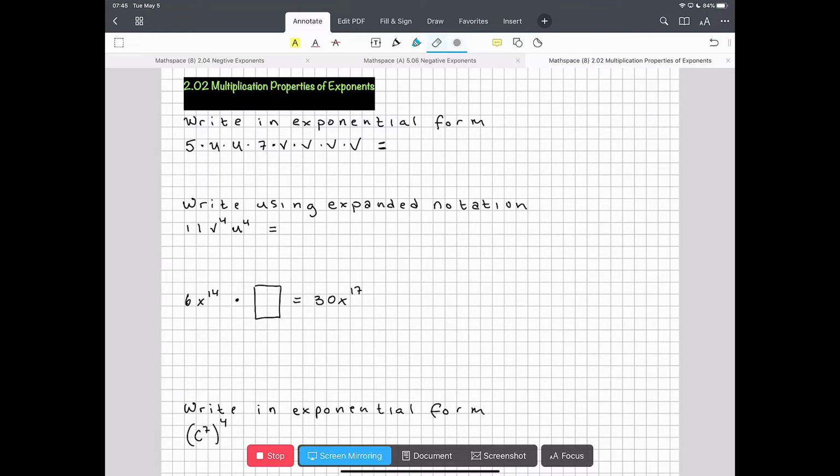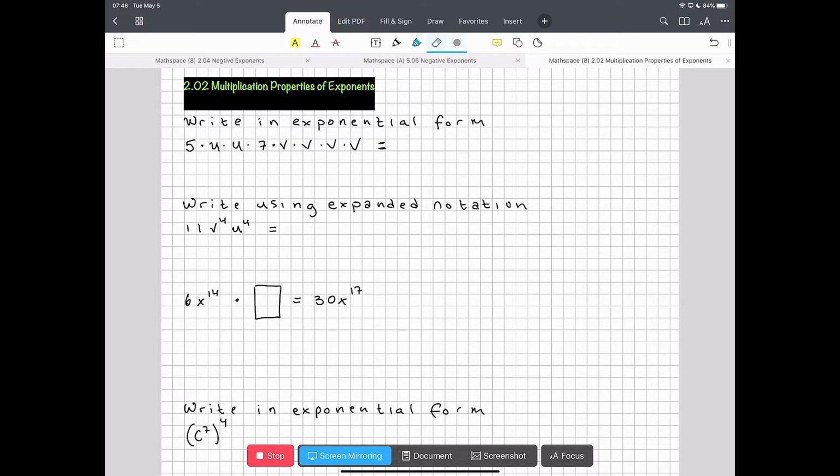This is a review of the Math Space Assignment 2.02 Multiplication Properties of Exponents. This is a review for those of you that struggled with some of the problems and you need to redo the incorrect problems to improve your grade. So I'm going to go over problems that trip some students up, and if these apply to you, use what we learn here to correct your mistakes to improve your grade.